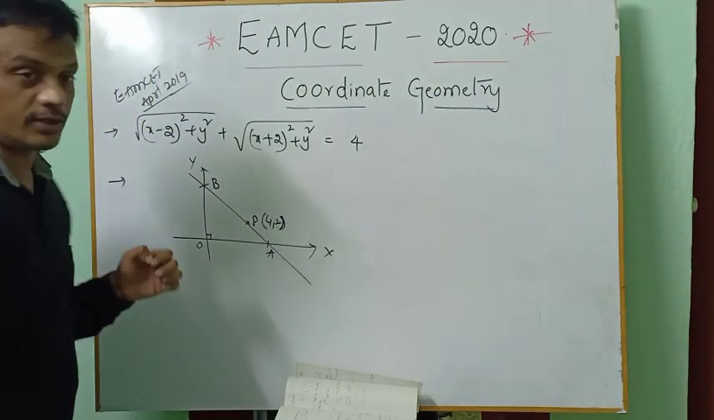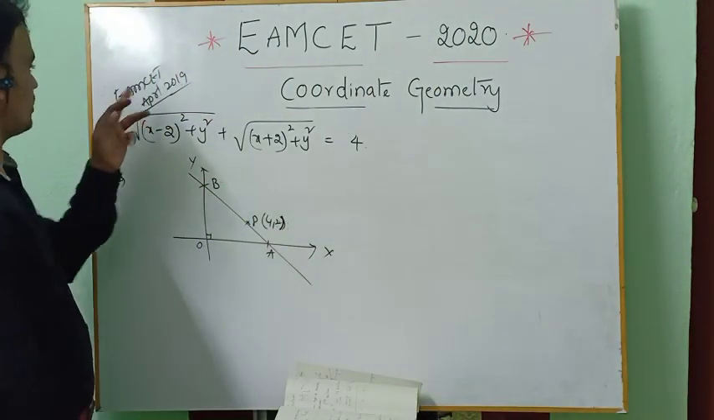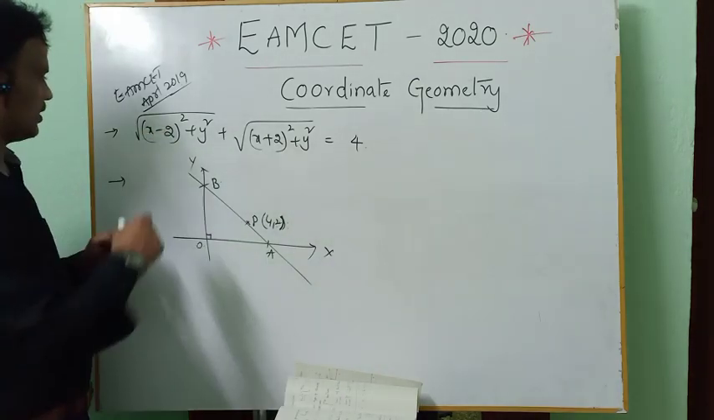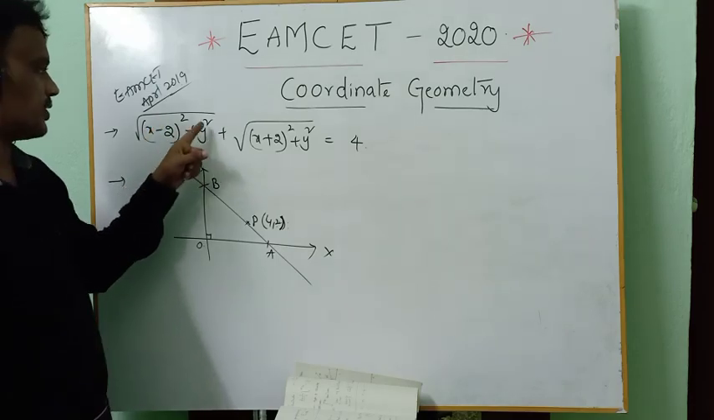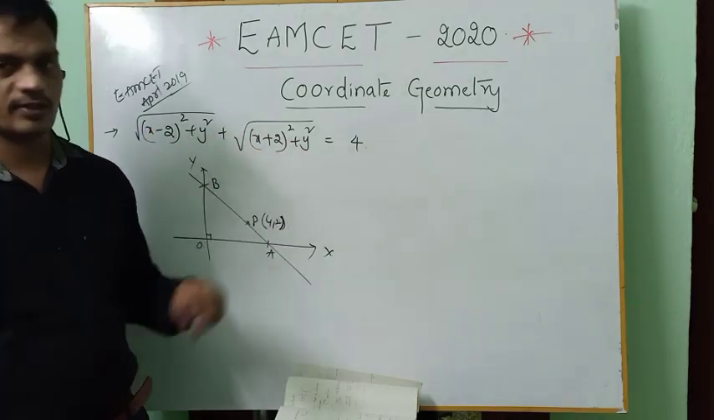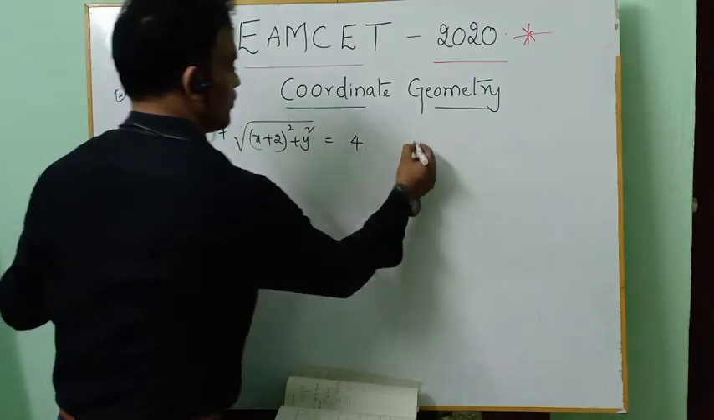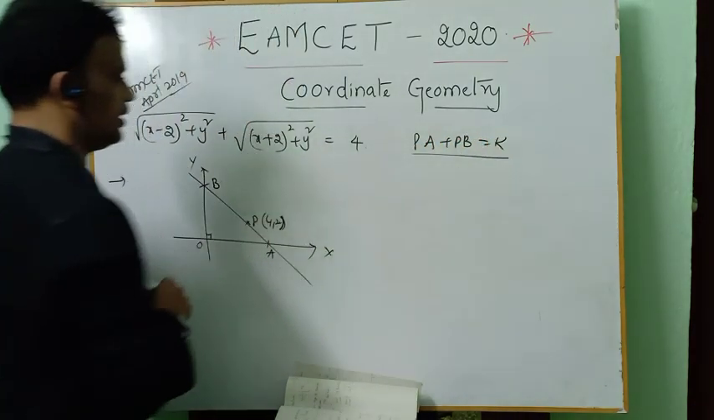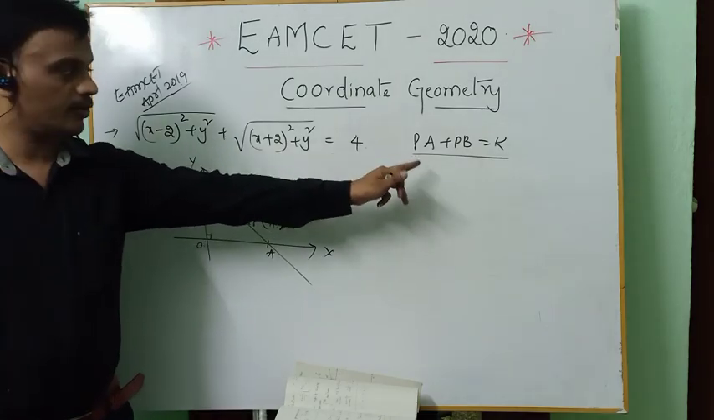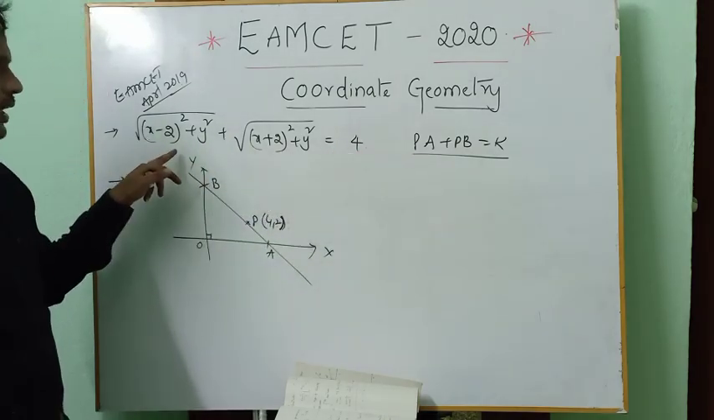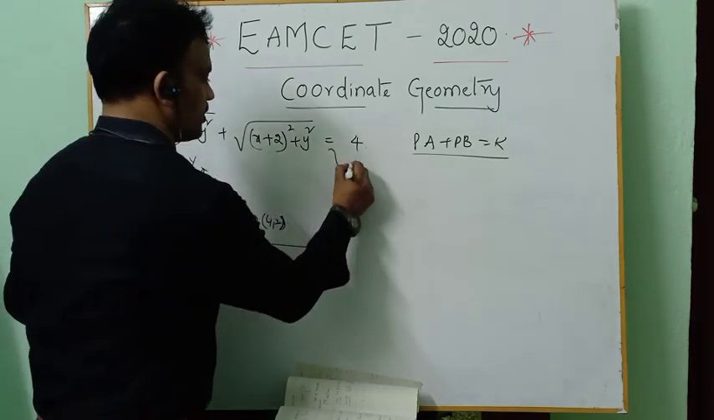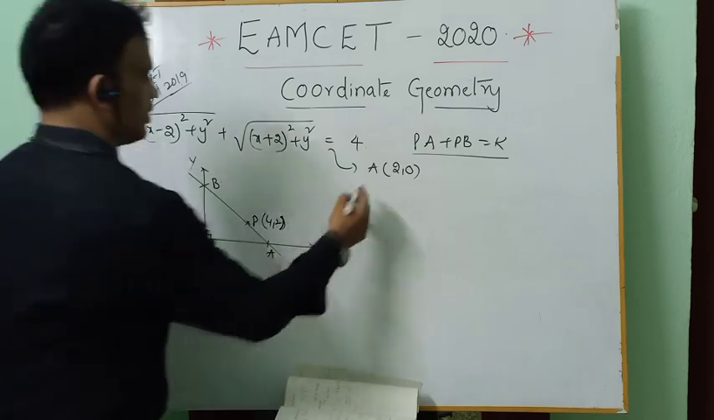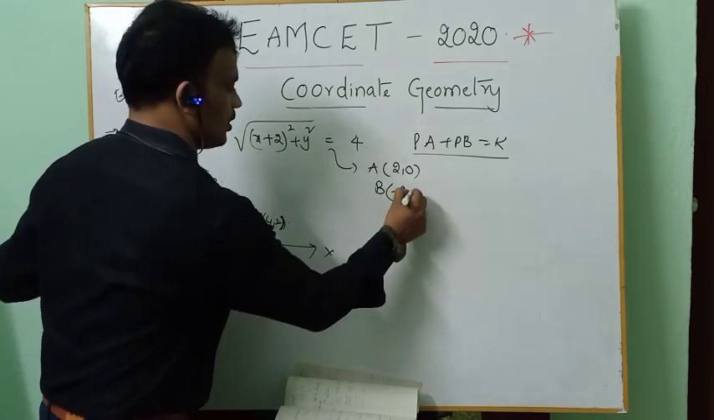Based on that concept, let us see the question from MCET April 2019. They asked it like this: root of (x minus 2) whole square plus y square, plus root of (x plus 2) whole square plus y square, is equal to 4. I think it is in the form of PA plus PB equals K, right? Distance from P, the locus point x comma y, to the point A. Can you see the point A? Now the point A from this equation is 2 comma 0. Right, Arush? So the point B is minus 2 comma 0.